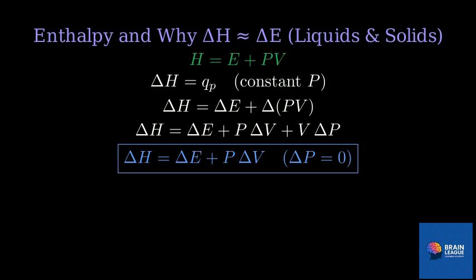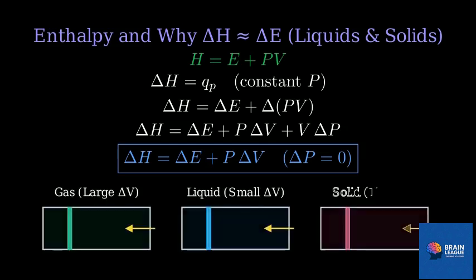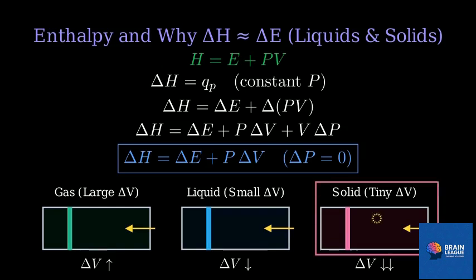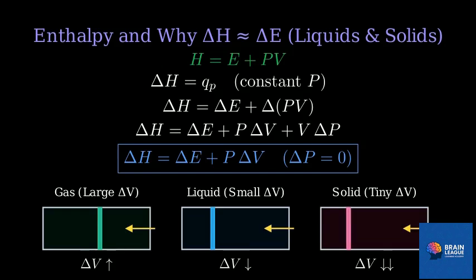To see why P times delta V matters for gases but not for liquids and solids, let's visualize compressibility with pistons. On the left, a gas. It compresses a lot, so the volume change can be large. In the middle, a liquid, nearly incompressible. The volume change is tiny. On the right, a solid, even less compressible. The volume change is extremely tiny. Watch the pistons. The gas piston moves noticeably, while the liquid and solid pistons barely move at all.